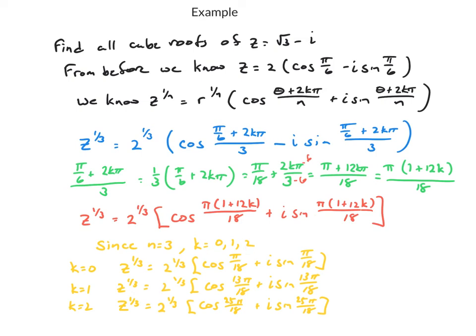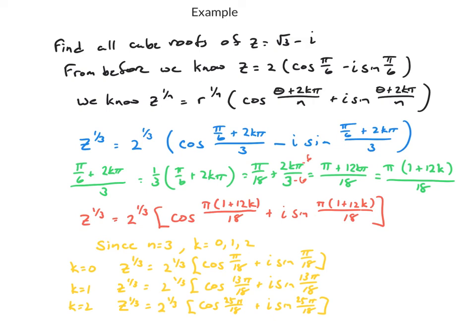The number n is going to tell you how many values you're going to use for k, and you're always going to start with 0 and go to whatever one number less than n is. So in this case, I'm going to let k equal 0. When I put 0 in for k, I get that the cube root, 2 to the 1/3, the cube root of 2, times the cosine of pi over 18 plus I sine of pi over 18.